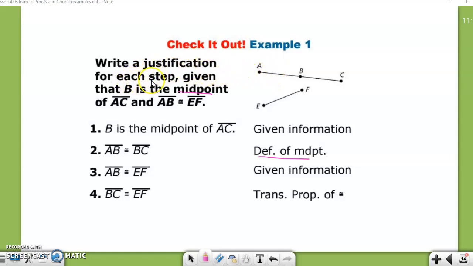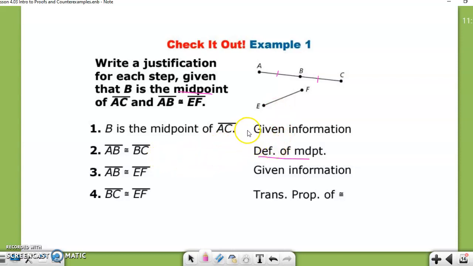We're going to write a justification for each step, given that point B is the midpoint of AC and AB. So definition of midpoint tells me that this is congruent to this. Okay, so I'm starting off with B is the midpoint of AC. That was my given information. Now, I've put these notations on here that AB is congruent to BC, so that would be a statement, and I'm going to use definition of midpoint. Remember, if they tell you something's a midpoint, you're going to use definition of midpoint.